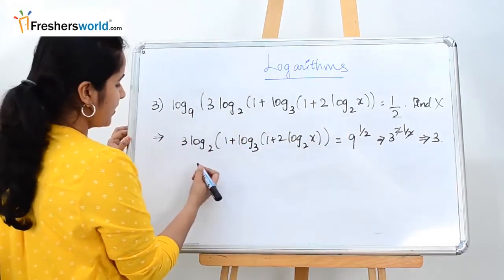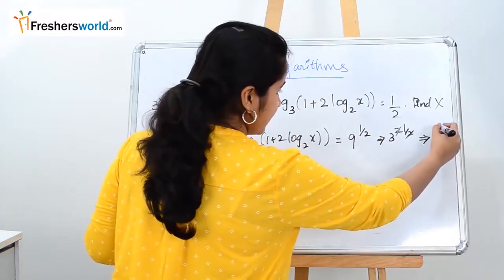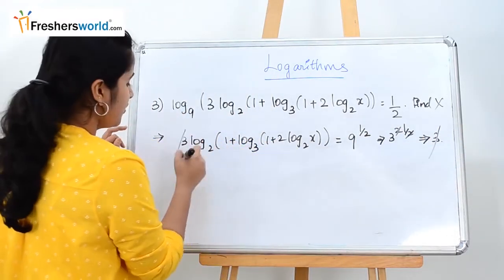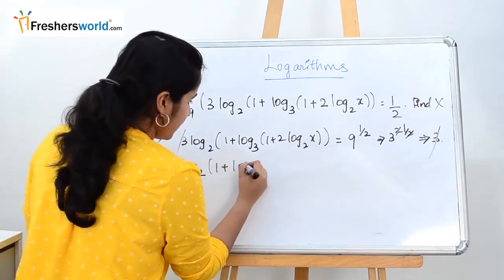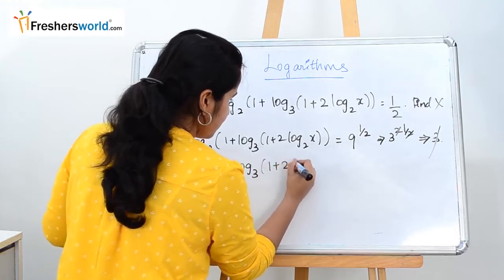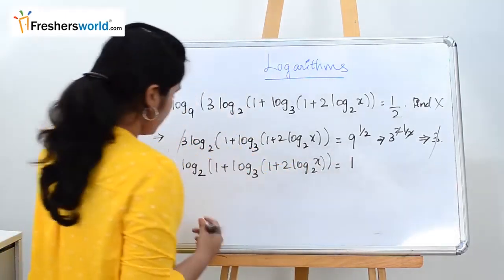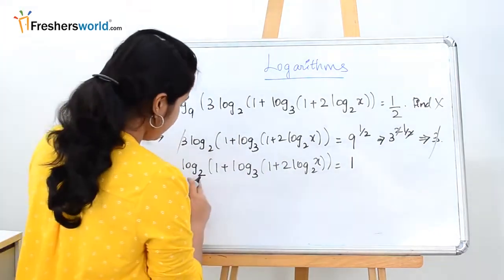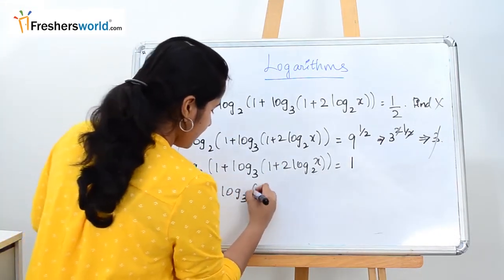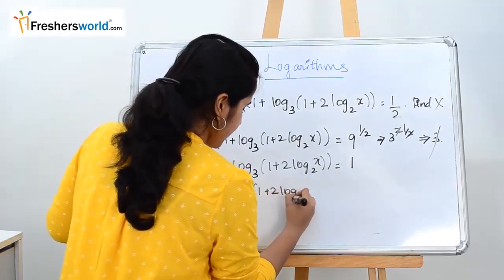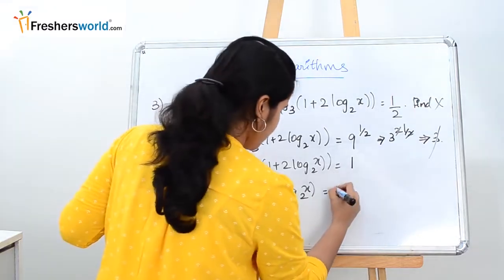So what do we do here? It has 3 here and 3 on your right hand side. This can be cancelled. Now you can write the equation again as log 2 of 1 plus log 3 of 1 plus 2 log x to the base 2, which is equal to 1. So again we are going to do a similar step. Remove the log. 1 plus log 3 of 1 plus 2 log x to the base 2. 2 goes there. 2 power 1 is nothing but 2.